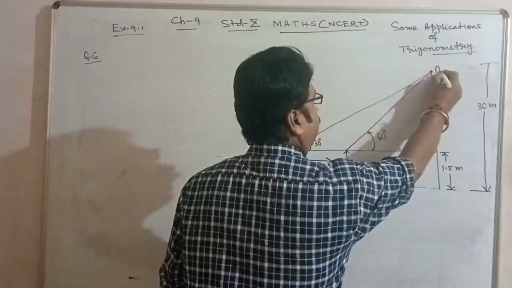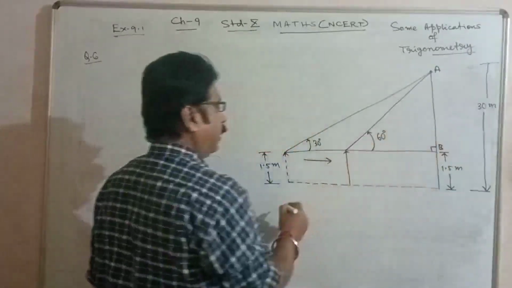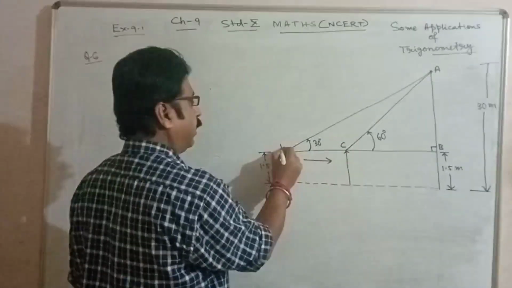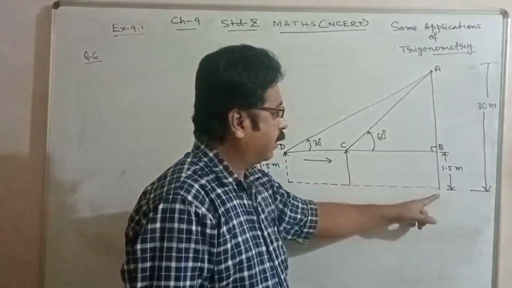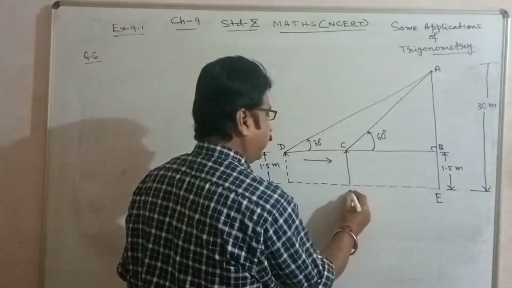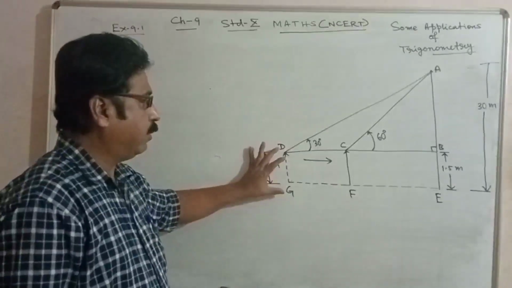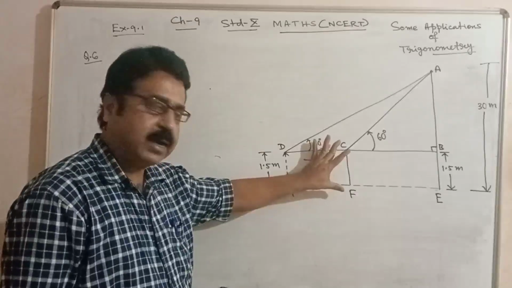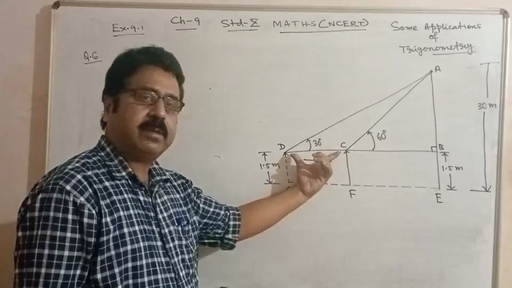Suppose A, this is A point, this is B point, this is C point, and this is D point. Suppose this is E, this is F, G. DG was the first position of the boy. CF is the second position of the boy. And he walked how much? The distance CD.